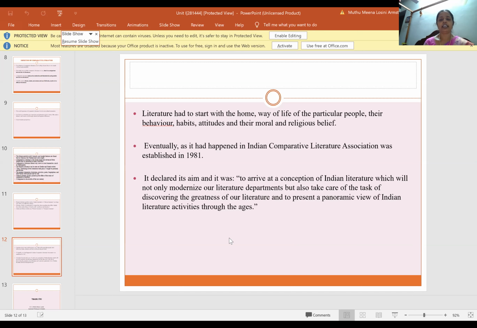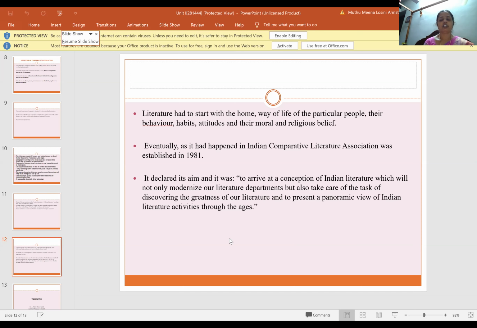So, what is the aim of the Indian Comparative Literature Association? It is to arrive at a conception of Indian literature that will not only modernize our literature departments but also take care of discovering the greatness of our literature and other literatures too, Western, African, or European, to present a panoramic view of Indian literary activities through the ages.